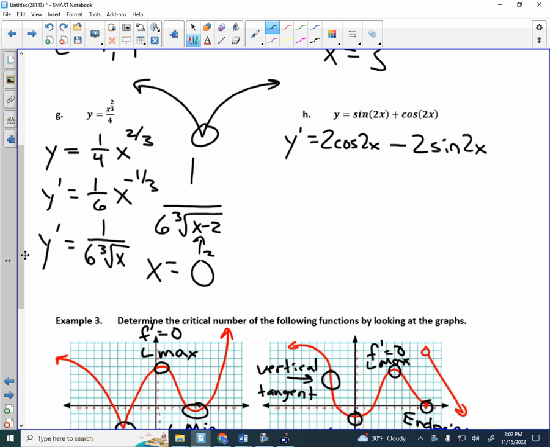Okay. Now this is a little bit different. This involves trig, right? So we'd really like to know where this is equal to 0.